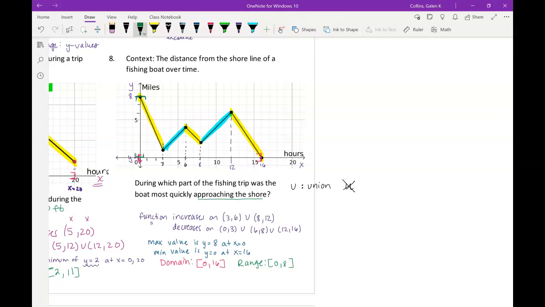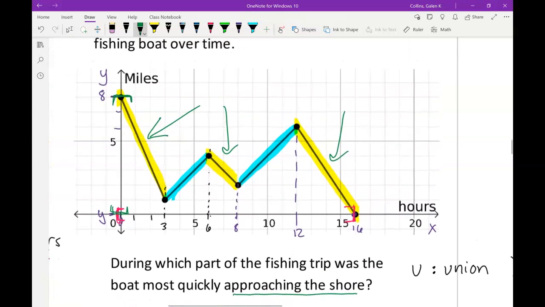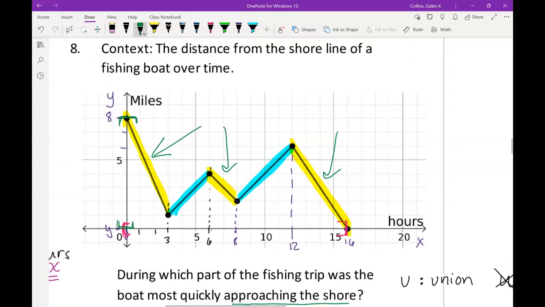So I'm looking for where its distance away is decreasing. So I'm really only considering these 3 decreasing intervals. And the question is, when was the boat most quickly approaching the shore? Well, something we could consider is the rate at which that distance is changing as we get closer to the shore. And y'all, that rate of change is just our slope.